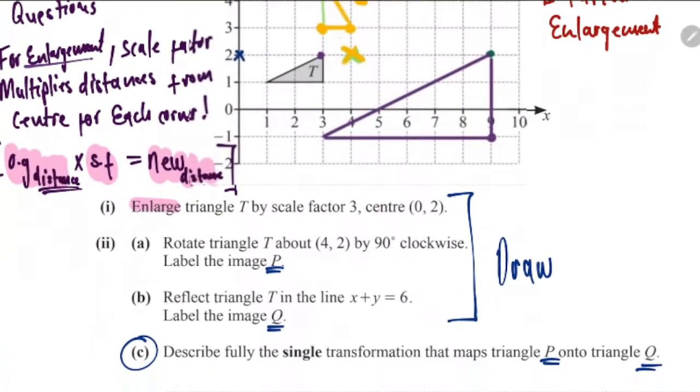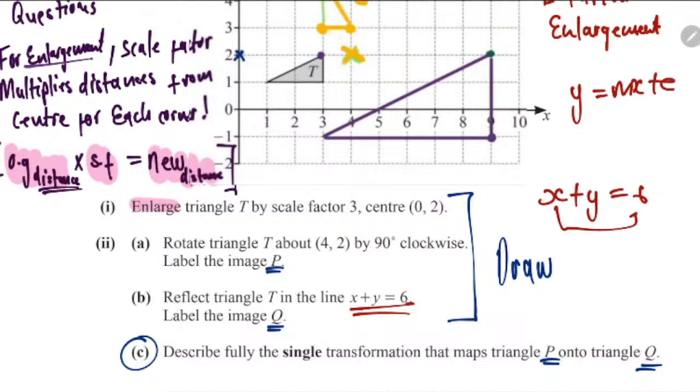Now they said reflect T in the line x plus y equals 6. We don't fear this, eh? We know that this is a meaningless line. There is no line called x plus y equals 6. All the straight lines in the world are y equals mx plus c, okay? They are y equals something. So we have to take x to the other side. So it's going to be y equals negative x, because it's a positive x, it becomes negative x. Then there is a plus 6. This 6 is positive, so it's there on the other side. So this is this line.